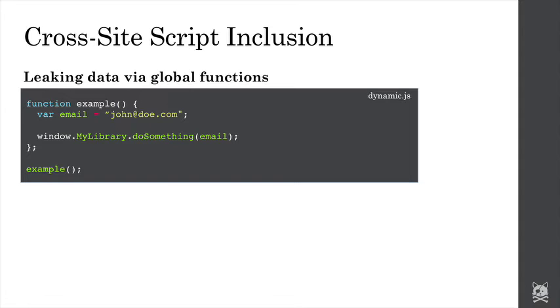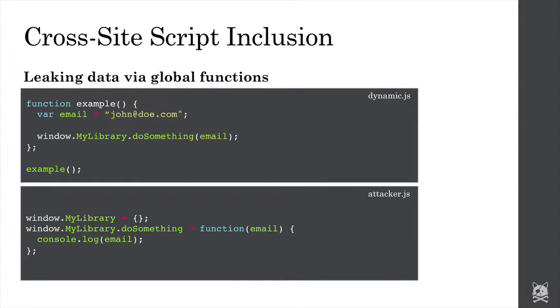We have here a local variable that is not accessible to the attacker directly. It's called email and contains an email. And the email is handed over to a library call. It's pretty easy and straightforward for an attacker to leak that data. Before executing that script, he can just set up that library object and define a function that is called like the function that the legitimate script calls. And then he can just execute the dynamic script, and he again has access to the data. So this is pretty straightforward and pretty easy to understand.